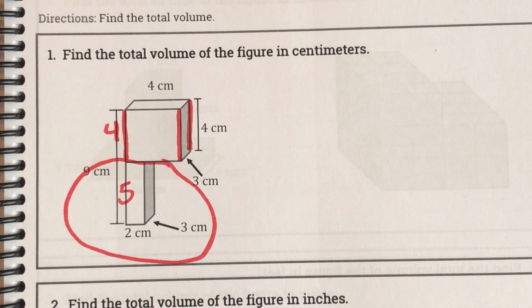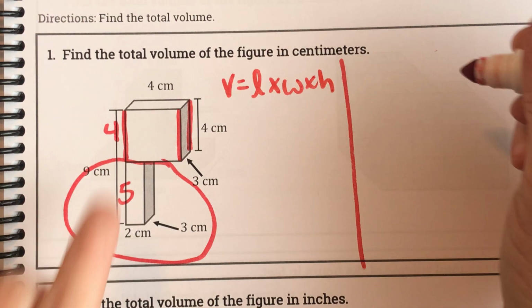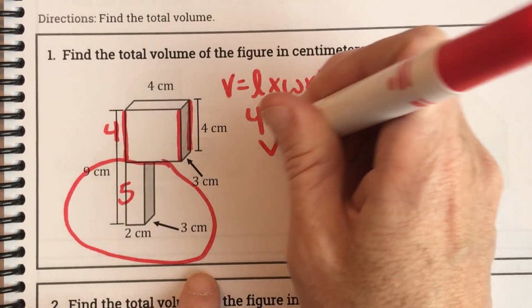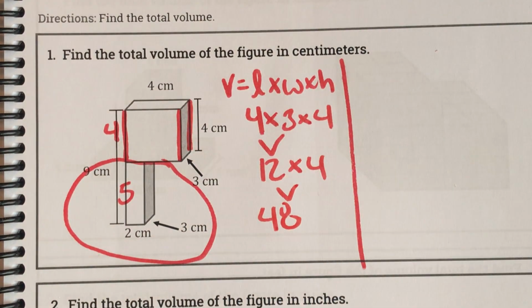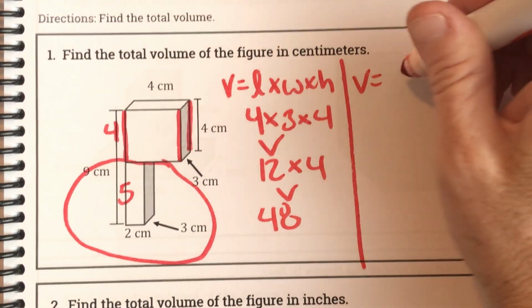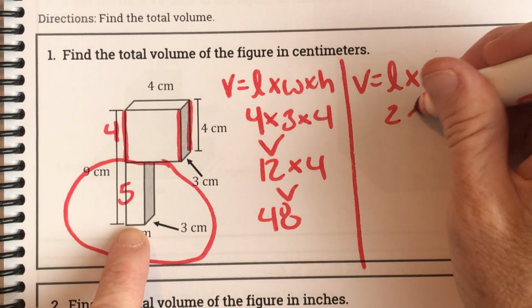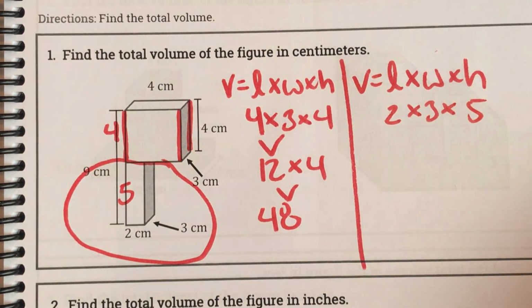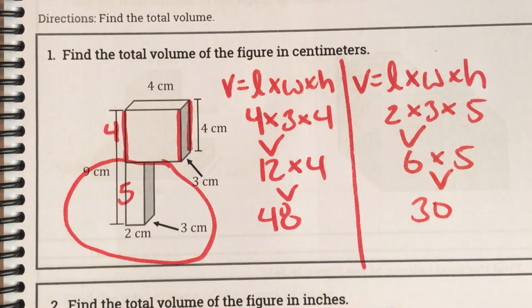So now that I have my measurements for all of them, I can find the volume. So we could do the top one first. My length was 4, my width is 3, and my height is 4. So I'm getting 12 times 4 is 48. And let's do our bottom one. Volume equals length times width times height. My length is 2, my width is 3, and my height we found out was 5. So I'm getting 6 times 5 is 30.